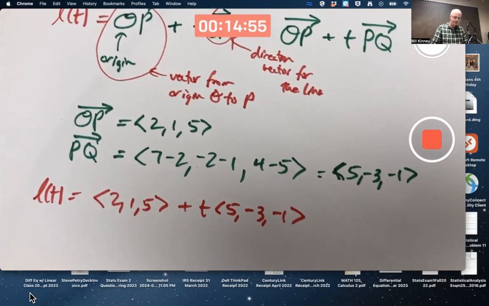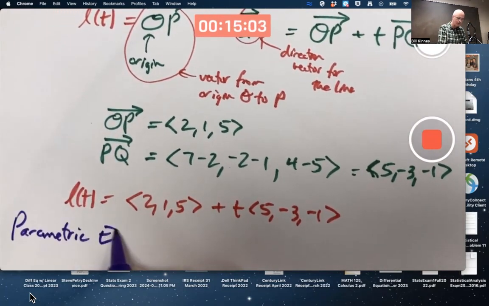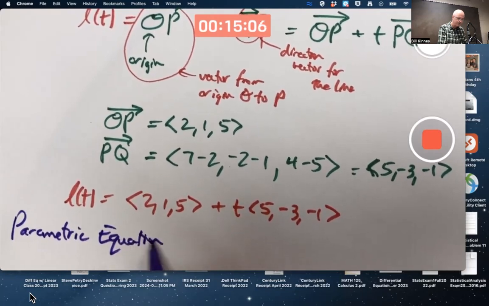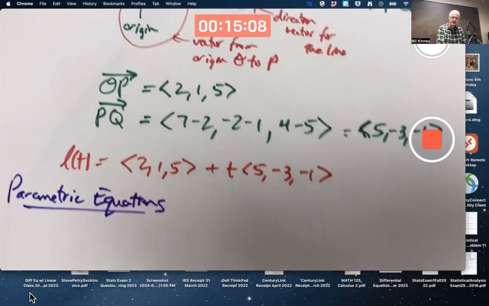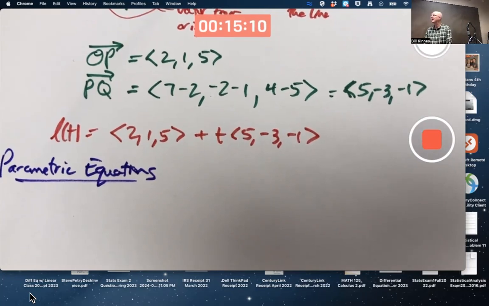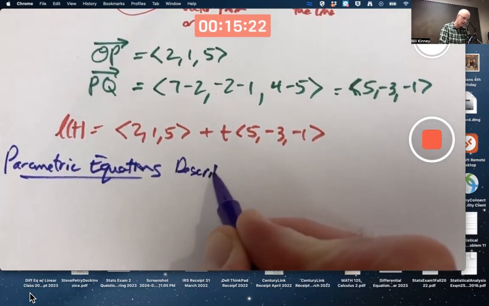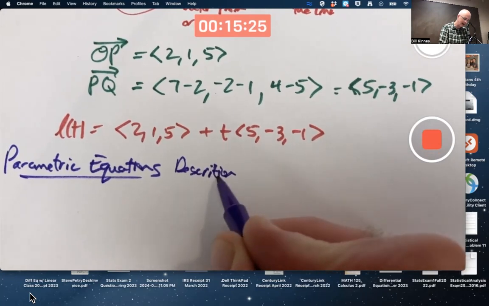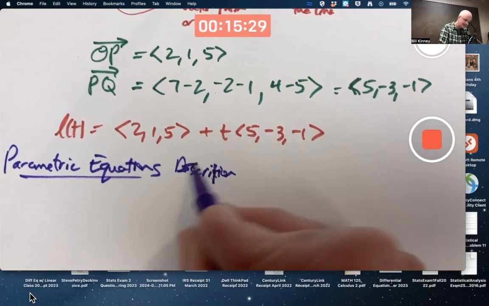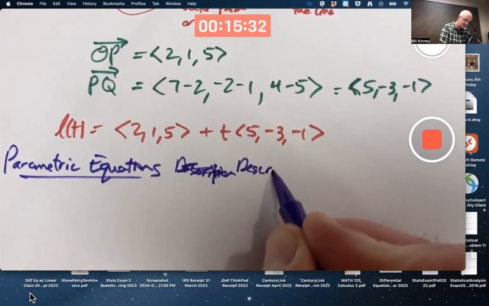What about the parametric equations description? Well, you could argue that L of T itself is a parametric equations description. It is a parametric curve, just in vector form, with parameter T. But for the parametric equations description, all you're doing is emphasizing what X, Y, and Z are. Yeah, that's supposed to be the word description.